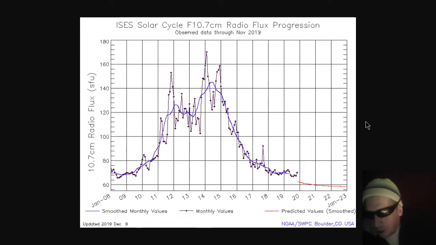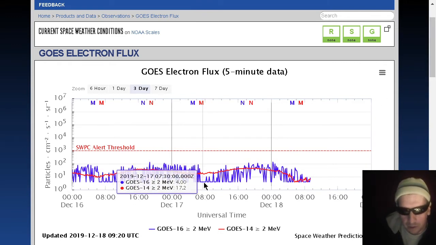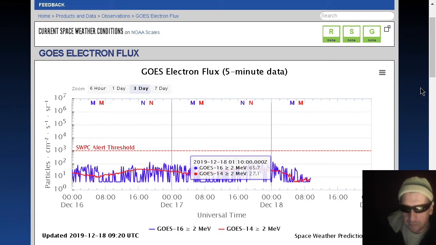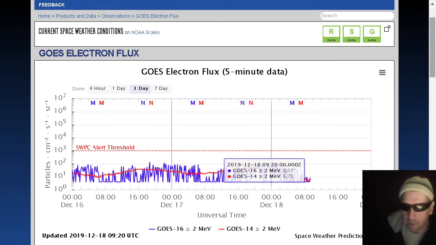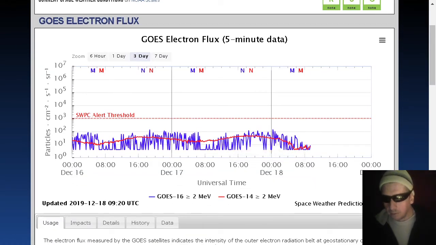Let's talk about the 10.7 centimeter radio flux. It is a proxy to sunspot number in terms of solar activity. Currently at 71 solar flux units. As we approach the new year, electron flux is very low, and you can see it cratered to the bottom of the measurable point here a few times yesterday. And you can see it's flatline. That means it's got a lower level than it's able to measure. And that is especially low at the GOES 16, a little bit higher at the GOES 14. Very low levels of electron flux.